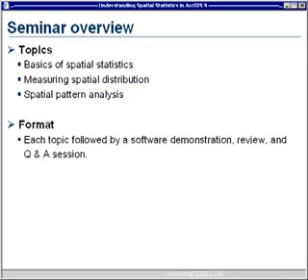In today's seminar, we will discuss three main topics. First, we will talk about some basic concepts of spatial statistics. Then we will show you ways that you can explore your spatial data using spatial statistics. We will discuss ways of measuring the distribution of your spatial features, as well as ways to determine if your data has any spatial patterns. Throughout the presentation, we will be discussing examples on how to use the ArcGIS spatial statistics tools. We will conduct some software demonstrations, and we will have review periods followed by a question and answer session, during which time Lauren will answer some of your questions.